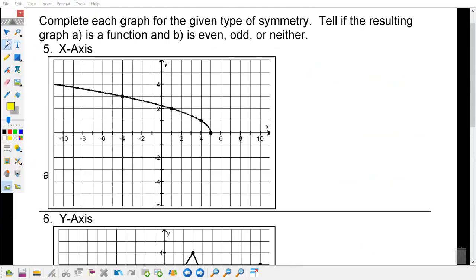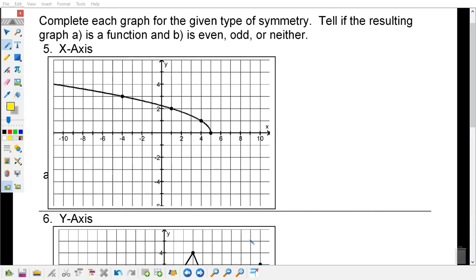Here we go. What you're gonna be doing for the rest of the period is creating the other half of the graph that is asked of you, and then determining whether it's a function, and if it is a function, is it even, odd, or neither. After you do that, then you're going to work on your assignments.